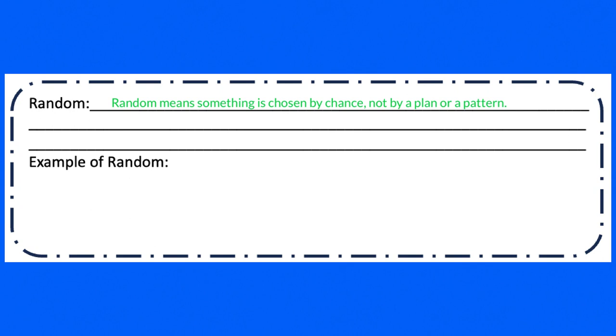So random means something that is chosen by chance, not a plan or a pattern. If we had a random sample, it was a chance that you got picked, not by a plan or a pattern. We like random samples because it means that you are not trying to alter or affect the results in any way. Random data is great because it gives a better representation of the population. In this one, there's not really an example. You can rewrite the random sample definition if you want to, but we'll just move on to the next definition.